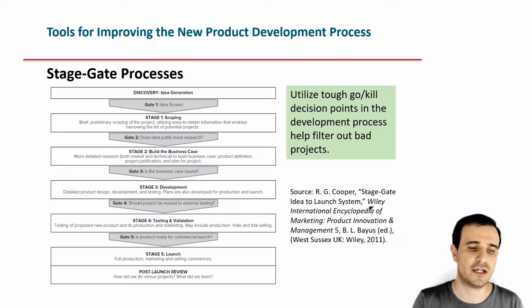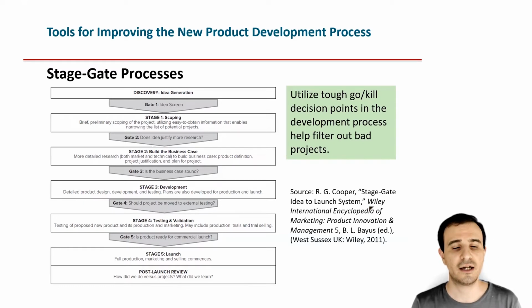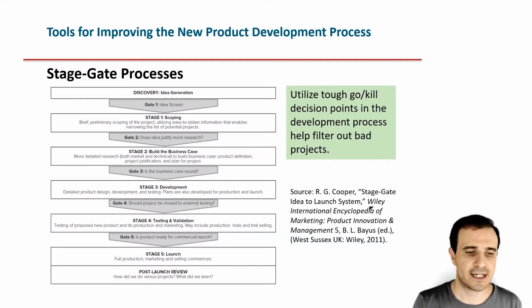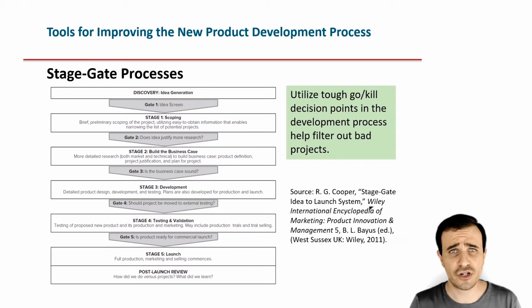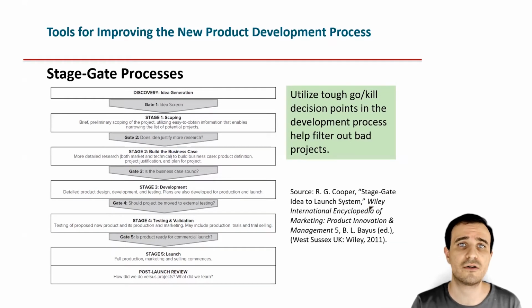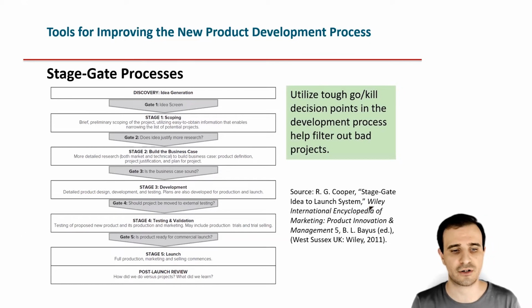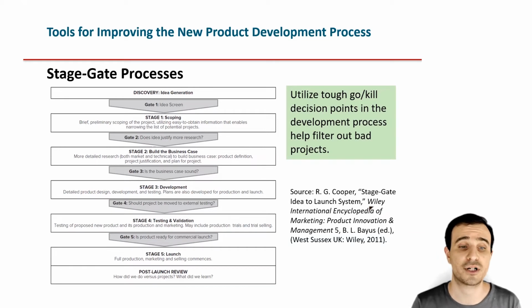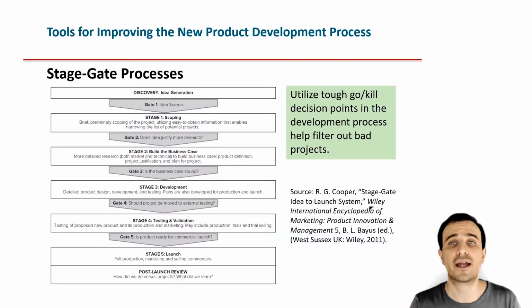At this point, you move on into the development stage with product design, development, testing, and so on. If this part is also successful, you can move forward with testing and validation. You can also have some trial selling because you really want to be exposed early on to the commercialization. Then gate 5 will be whether the product is ready for commercialization or not. Keep in mind, it's also important to have a final checkpoint, which is the post-launch review. How did the project perform? How can we improve? What did we learn from the project?